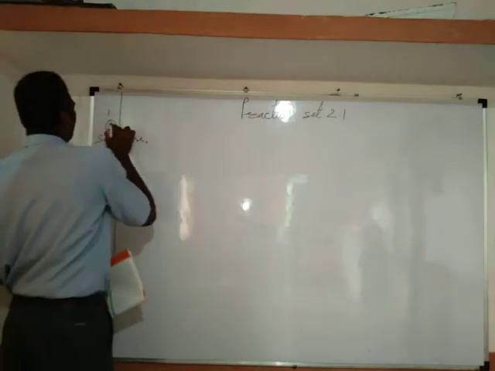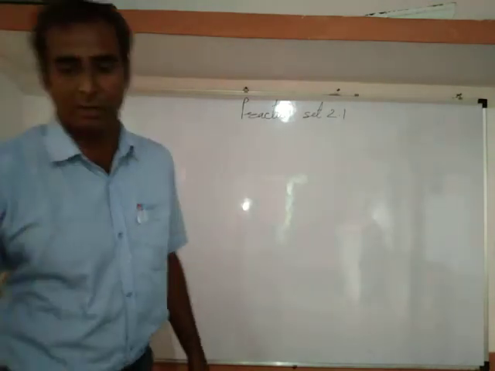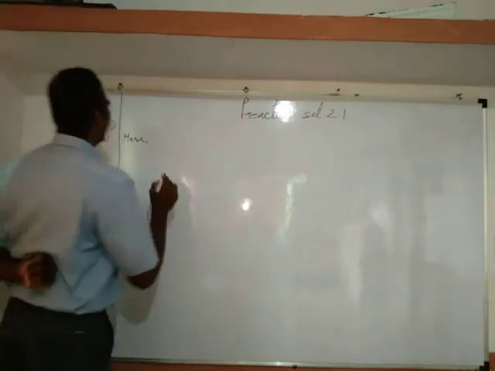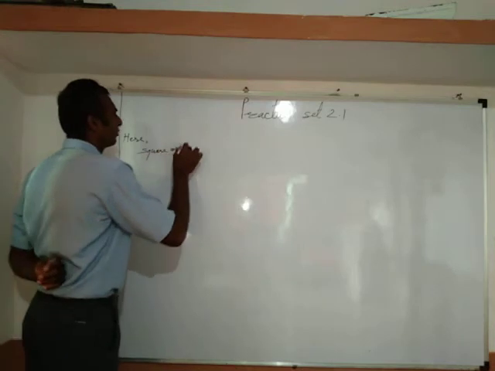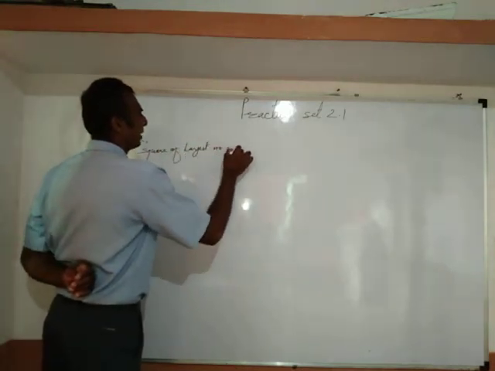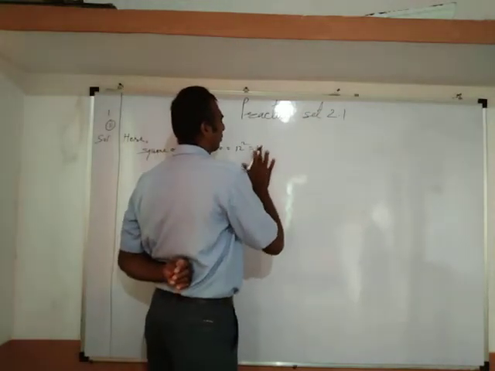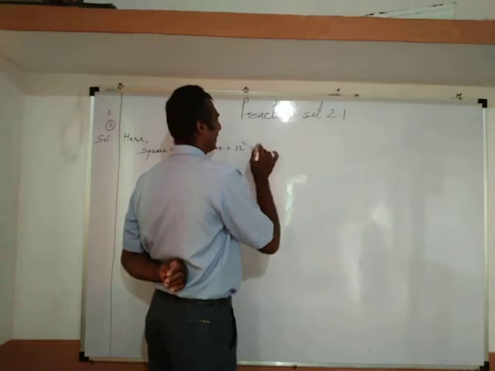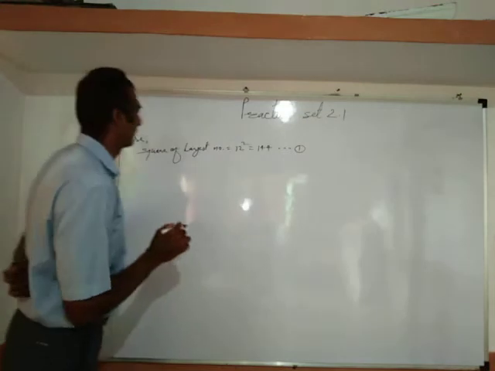Number 2, solution. Here the given triplet is 4, 9, 12. Okay, therefore here the square of the largest number equals 12 square, and the square of 12 is 144. Let's call it equation 1.